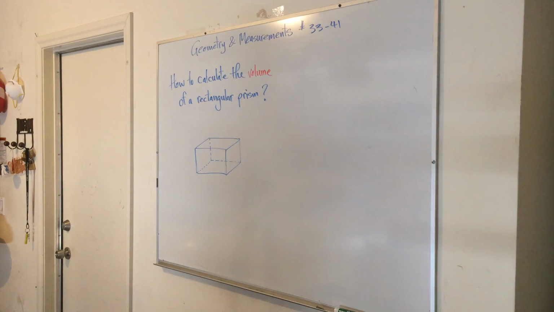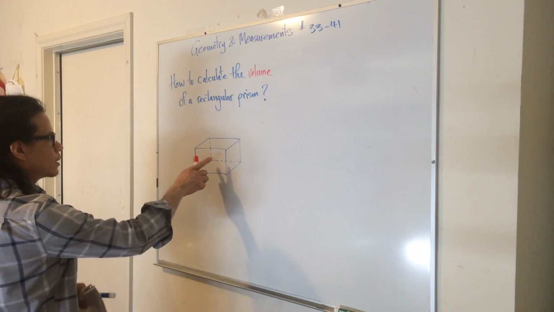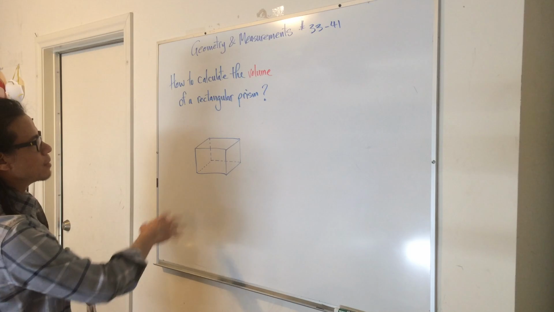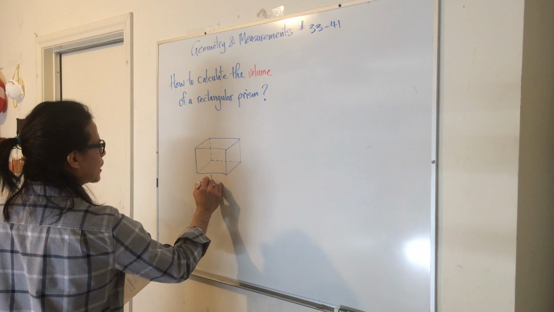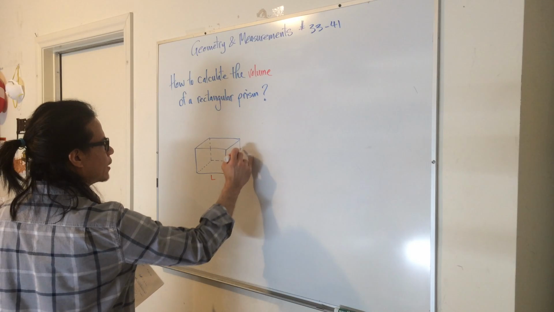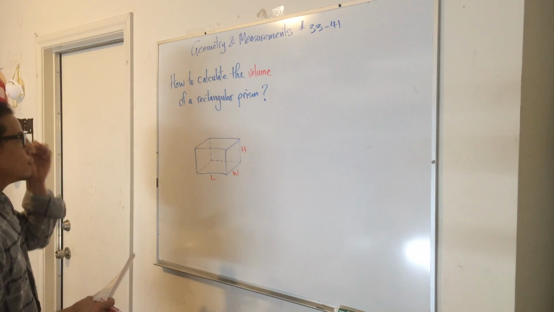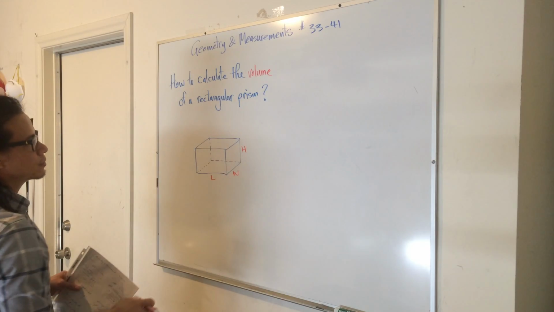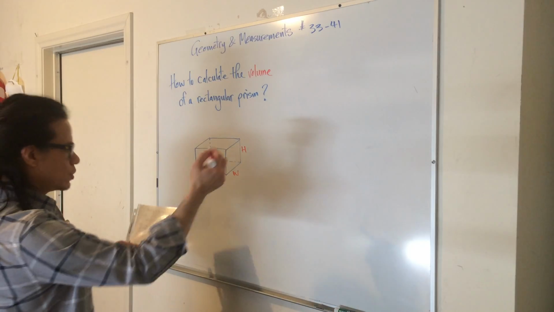So this question asks how to calculate the volume of a rectangular prism. Here we have a little figure that resembles a rectangular prism where you have your length, width, and height. In order to find the volume, how much space there is inside this box, you can use this formula.